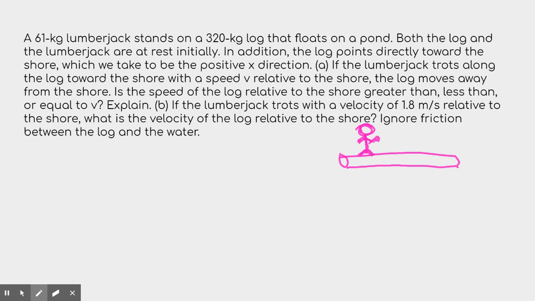And it says we are going to take the positive direction to be towards the shore. So here's our shoreline. So this is my positive x direction. We want to know what happens if the lumberjack starts walking along the log towards the shore, so in the positive x direction with some speed, and the log moves away from the shore. What is the speed of that log relative to the shore? Is it going to be greater than, less than, or equal to the velocity that the lumberjack is walking with? Okay, so we don't have numbers in this problem.